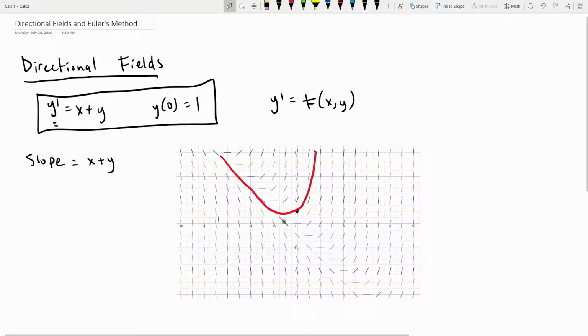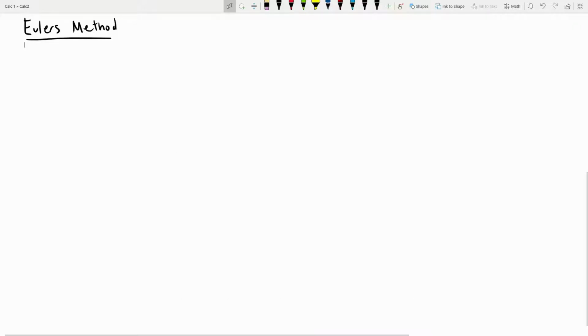So that's essentially all a directional field is. It will draw out the slopes at each coordinate pair, and then from there we can see where the lines are tilting towards, and we can make a slight approximation as to the solution for the initial value problem. So now moving on to Euler's method.